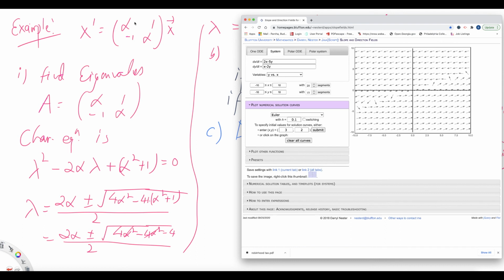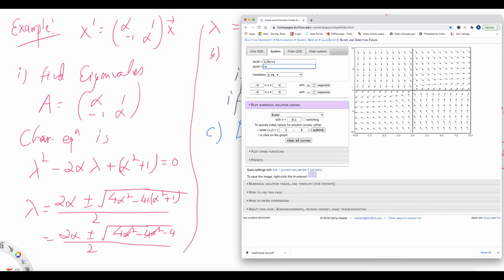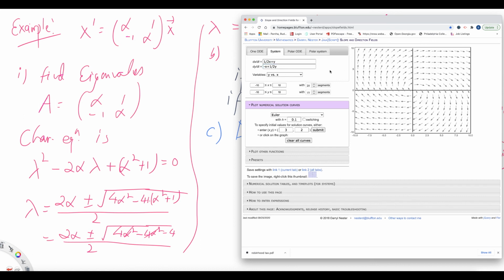So if I take alpha equals 1/2, what do you get? You get 1/2 x plus y, right? Because if you take a vector x equals (x, y), you will get alpha x plus 1y. That is, alpha is 1/2, so 1/2 x plus y. And the second one is negative x plus 1/2 y. If you do that, what do you get? Look at this. This is spiral out, right? Meaning that when alpha is positive, the origin is basically a spiral out. I mean, the solution curve will spiral out, right? That means the origin (0, 0) is unstable. You see? So when alpha is positive, it is unstable.